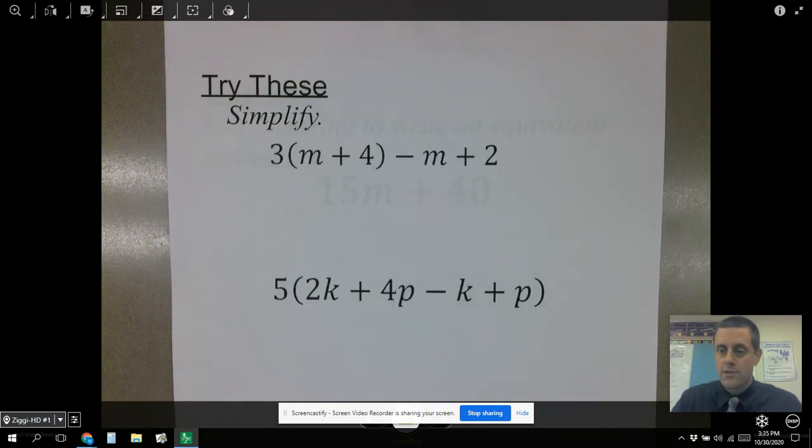Okay, I have 2 more expressions on the screen. Copy them down on a sheet of paper, pause the video, work them out on your own, and then come back to check your work to see how you did.